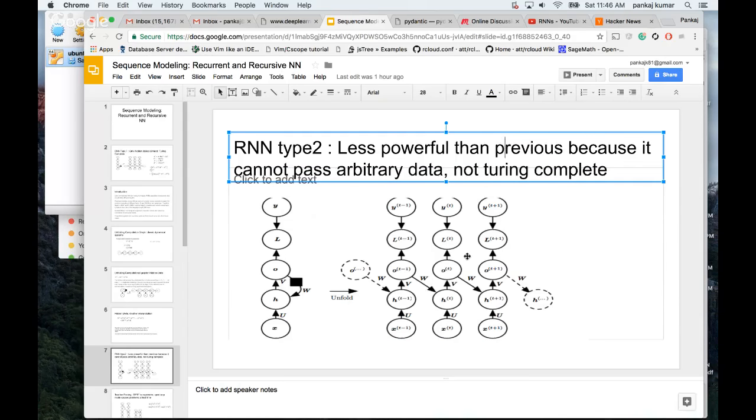I see that O is just an affine transformation of H, but I don't think it's about the affine transformation. It's probably because of the way the network is connected. That's why it's less powerful. If H was connected to H, then it has more power than H going to O and going to W. And when you optimize, you're optimizing O to match Y. So that's the reason.